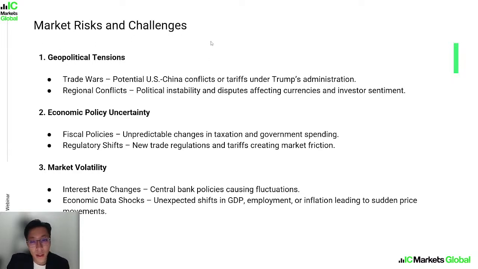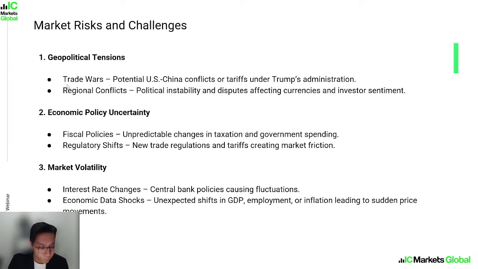So what are some market risks and challenges that you might face, or the market might face along the way, right? We definitely have tensions in the world. Previously we mentioned the trade wars, which are US-China conflicts or tariffs under Trump's new administration. Then we also have regional conflicts, though not so much of an impact. So try to focus on bigger news where there are trade wars, etc. This will affect the markets quite a bit. You'll see the market becoming very volatile, with higher spreads, etc.